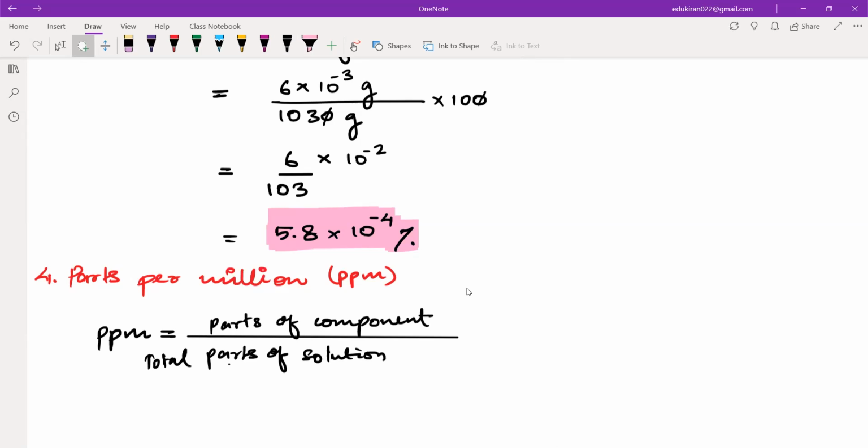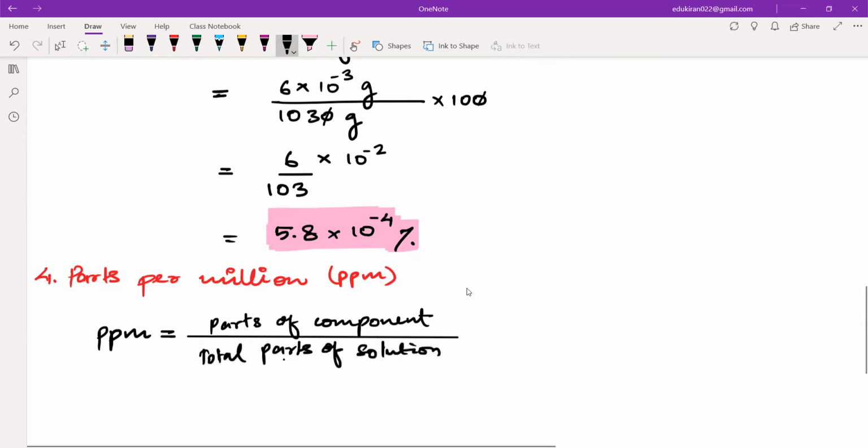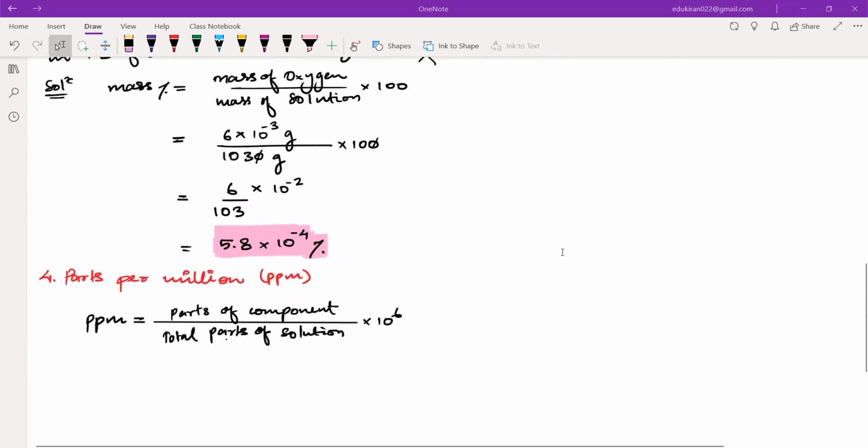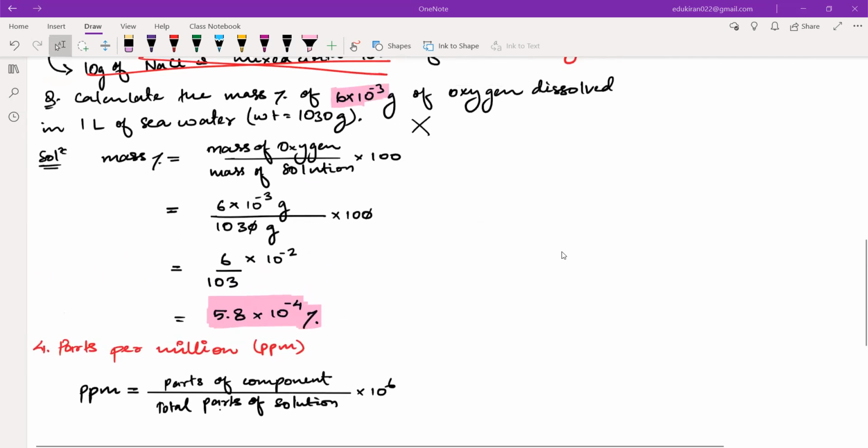Okay, so parts of component divided by total parts of solution, and in percentage you multiply by 100, in ppm you will multiply by 1 million, that is 10 to the power 6. Now if you calculate the ppm for the above question, let us see what ppm you are getting.